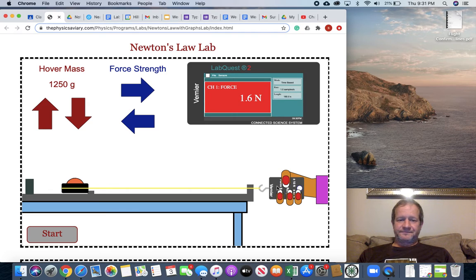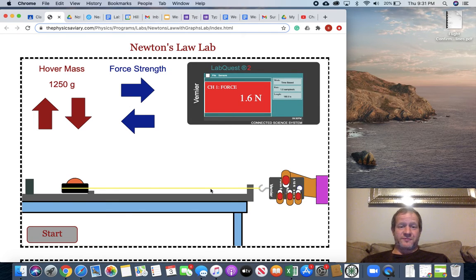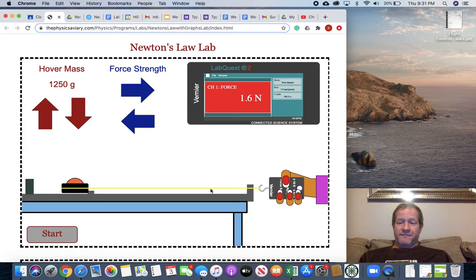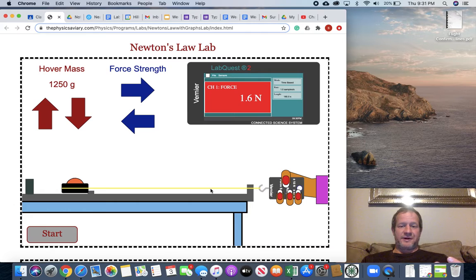Now, the reason that this hover disk accelerates is because it's getting pulled to the right by this force sensor. This person's pulling with a constant force. In doing so, this constant force makes the hover disk accelerate because the hover disk is frictionless, which means there is no force going to the left. So all of the force is going to the right. And when you have more force in one direction than the other, and more specifically in this case, all the force in one direction and none in the other, you have what is called a net force, and that's what causes acceleration.